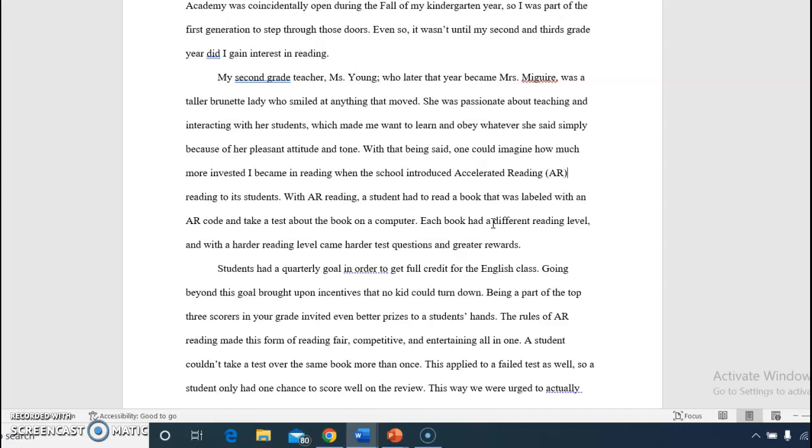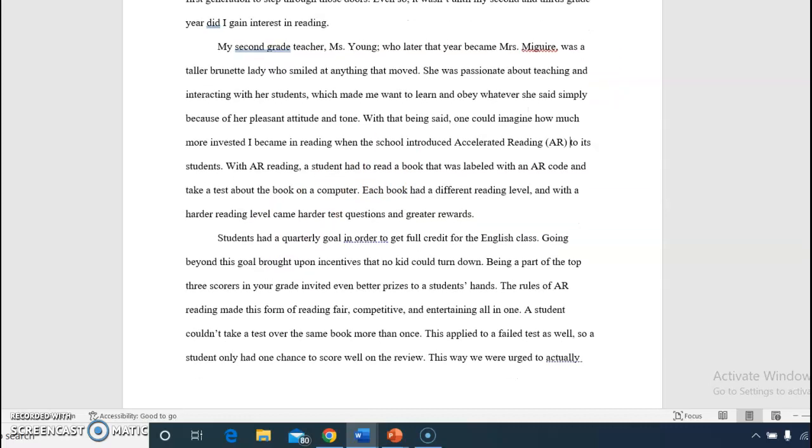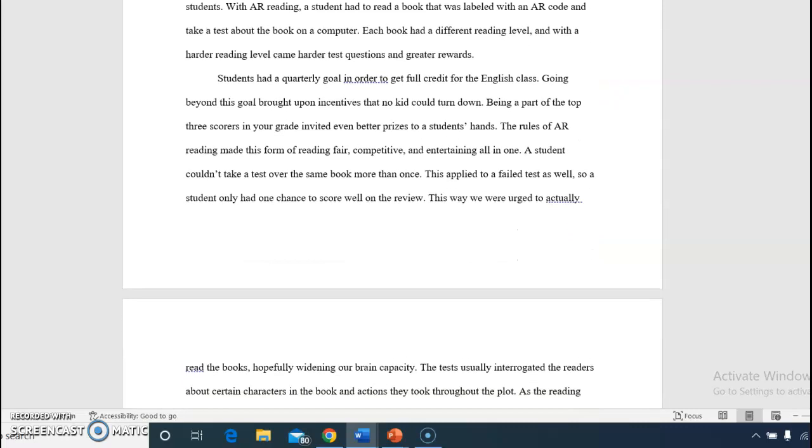And so this might be a little bit lost if you don't know what it is. And then if that's the case, I would delete the reading here. So he has a good description here that the books were labeled with an AR code, and each code had a different reading level, with the harder reading getting the greater rewards.